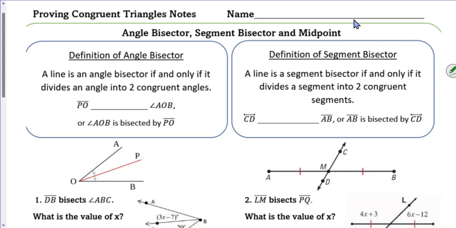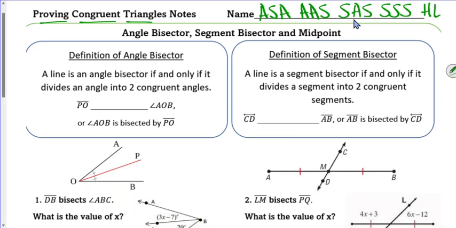Alright, here we're going to be learning about proving congruent triangles. We've learned about some of the theorems that we're going to be using for this unit: angle-side-angle, angle-angle-side, side-angle-side, side-side-side, and hypotenuse-leg. These are all going to be really useful in proving that triangles are congruent. Actually, these are pretty much going to be our final step in showing that two triangles are the same.